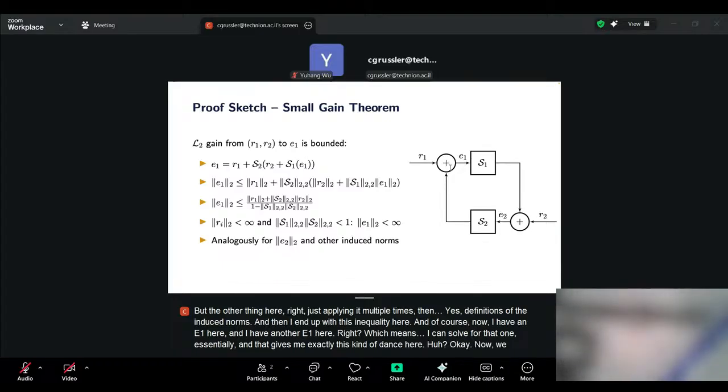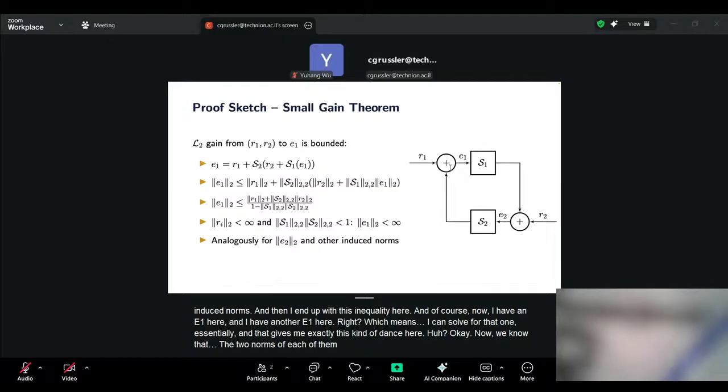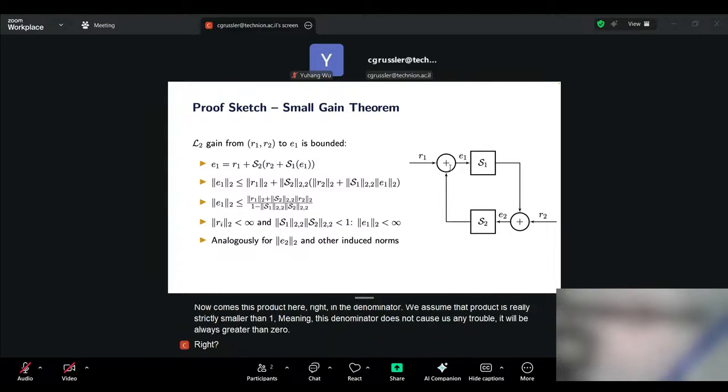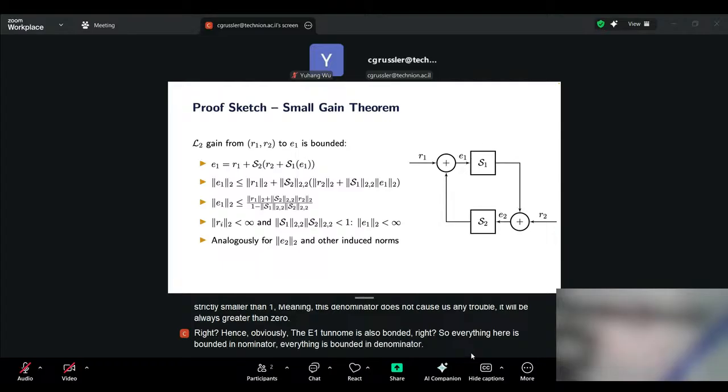Now, we know that the 2 norm of each of them is bounded. And we also assume, now comes this product here in the denominator, that this product is strictly smaller than 1, meaning this denominator does not cause us any trouble. It will always be greater than 0. Hence, obviously, the E1 2 norm is also bounded, right? So everything is bounded, including the denominator. Done with that one. I can do the same with E2.